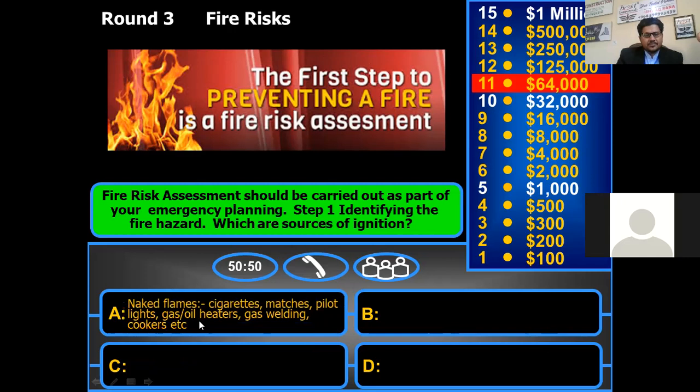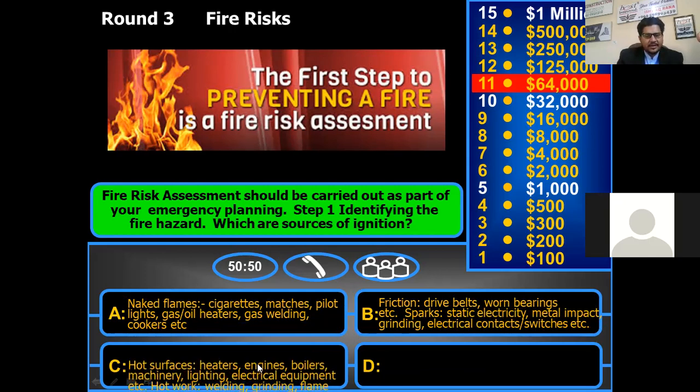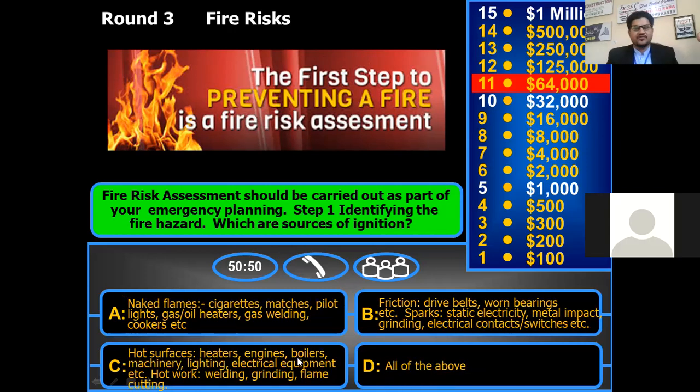Option A, naked flames, cigarettes, matches, and others. Option B, friction, drive belts, worn bearings, or sparks, static electricity, etc. And C is hot surfaces like heaters, engines, boilers, machinery. And D is all of the above. We are talking about sources of ignition. $64,000 question. Let me know your answer.